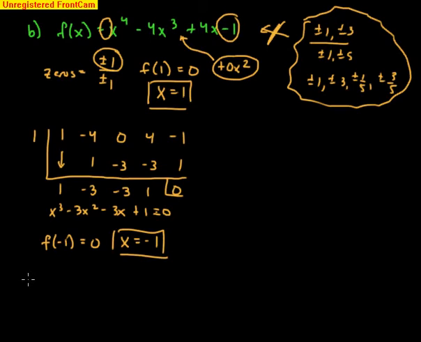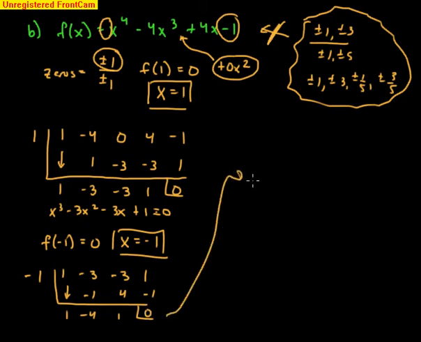And now we do synthetic division again. So with the negative 1 and this polynomial, 1, negative 3, and 1... Bring down the 1, multiply, add, multiply, add, multiply. There we go. So what do I get? I got x squared minus 4x plus 1 equals 0.